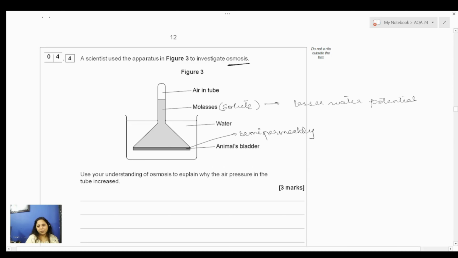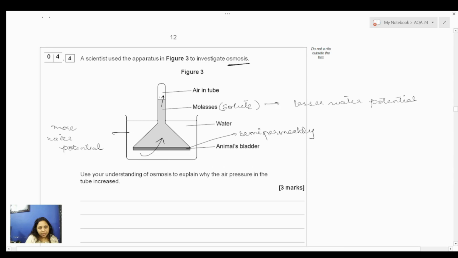Let me explain it, then answer it. This molasses contains lesser water potential, while this beaker is only distilled water. This will have more water potential, and moreover, we have an advantage that we have a semi-permeable membrane. So water will move from high concentration, that is the beaker, to the area of lesser water potential, or the low water concentration. So it will move inside the tube. When it moves inside the tube, the volume is going to increase.